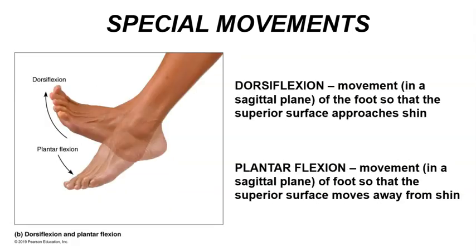Dorsiflexion and plantar flexion are movements that occur at the ankle joint. Lifting the front of the foot so that the top of the foot approaches the shin is referred to as dorsiflexion, and plantar flexion is the opposite movement, which will occur when the top or the superior surface of the foot will move away from the shin, pointing the toes into the ground and lifting the heel. Plantar flexion occurs during the push-off phase of walking or running, and it's the movement that propels us forward when we take a step.